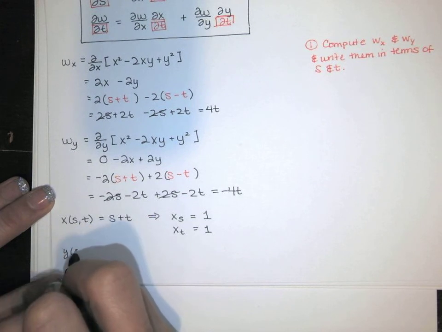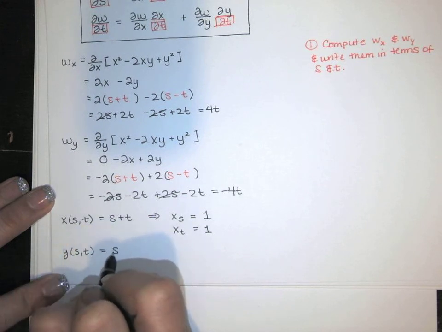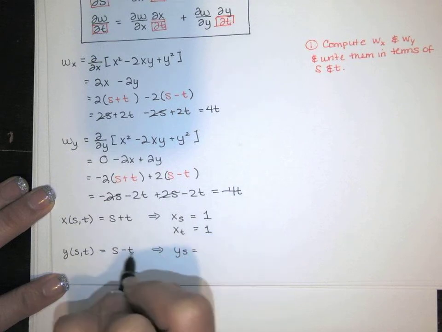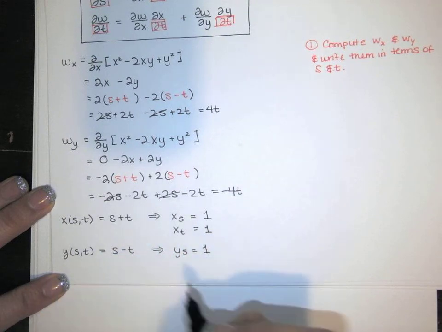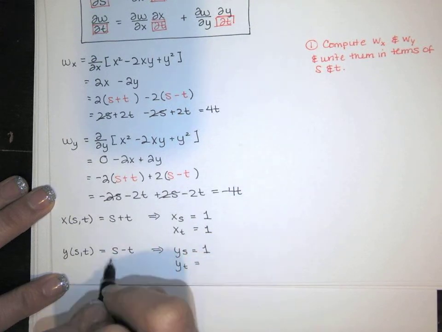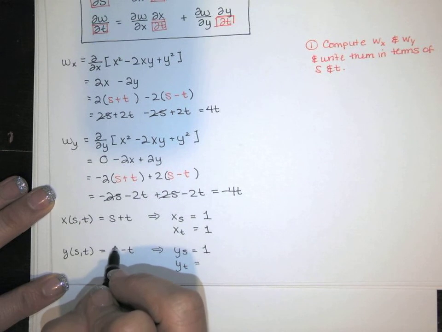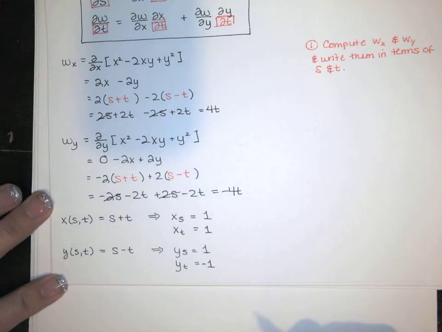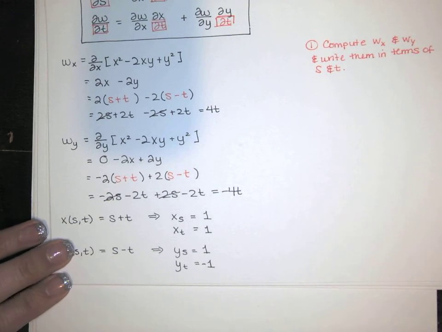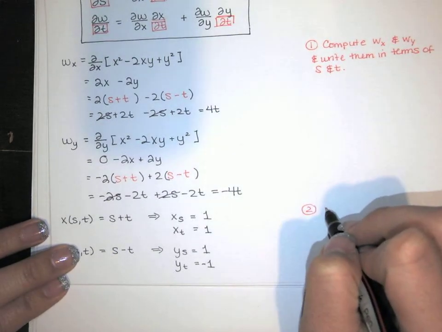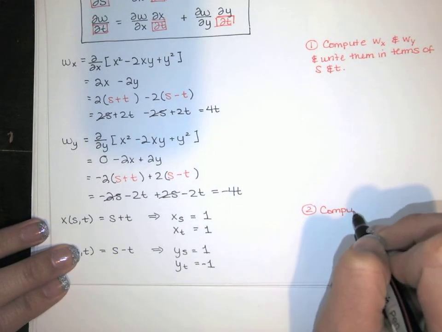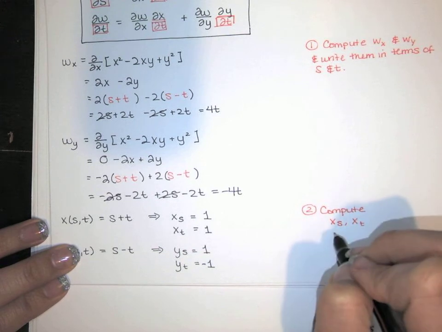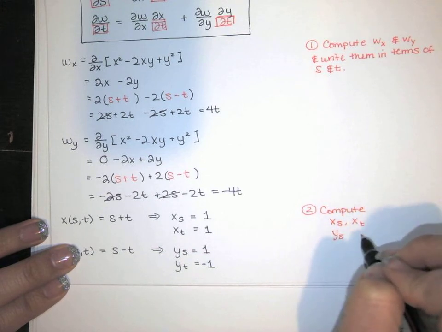And y as a function of s and t was this. The derivative of that with respect to s is just 1. The derivative of that with respect to t, there's no t's there, so we just get 0 times negative 1. All right. So we have computed the partials of x with respect to s and t and the partials of y with respect to s and t.